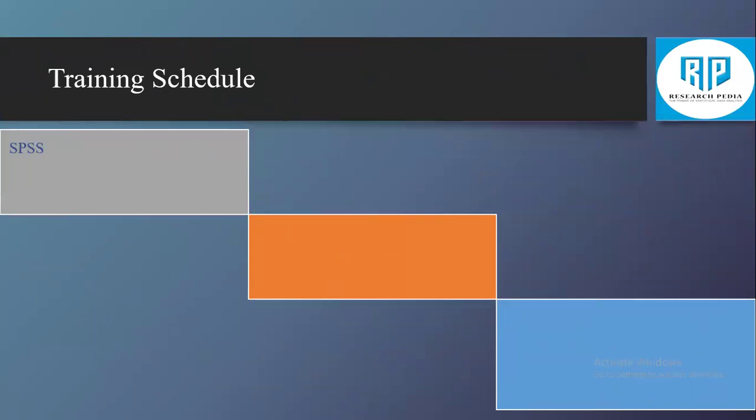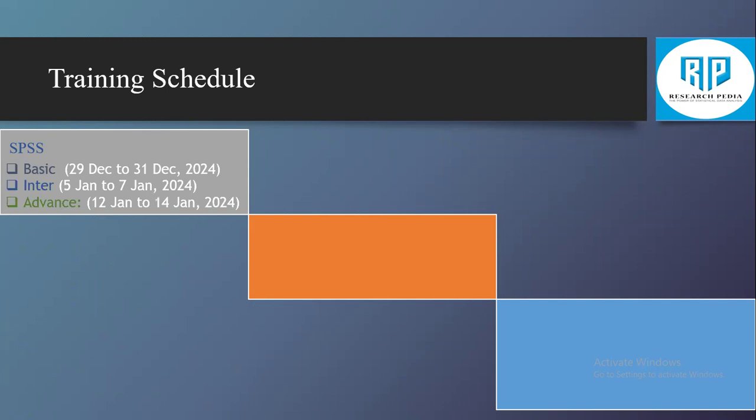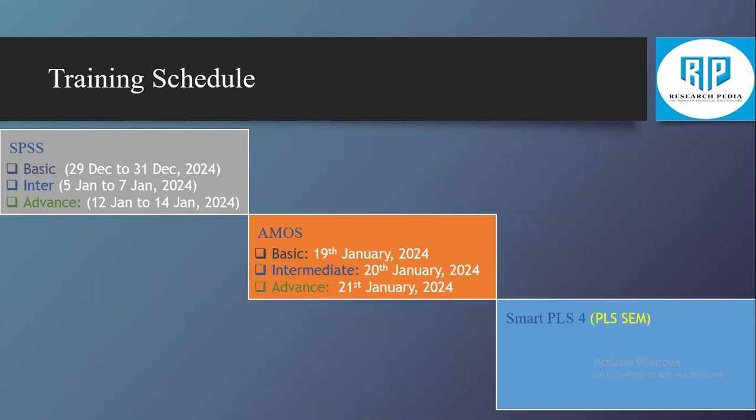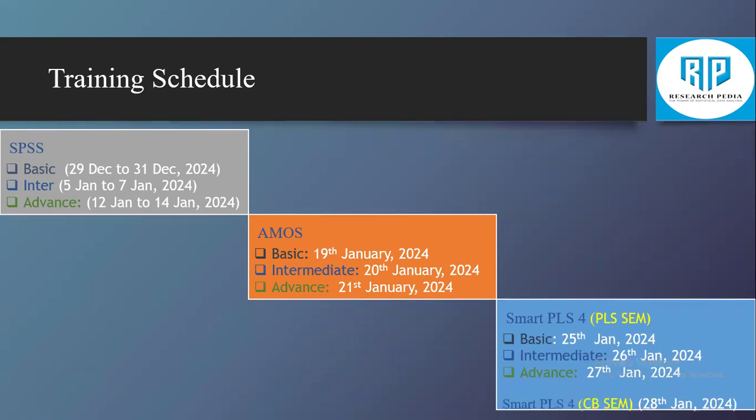I have divided SPSS into three parts: the basic, the intermediate, and the advanced level. In the same way, I have divided the AMOS training into three parts: the basic, the intermediate, and the advanced. And I have divided the SmartPLS training into four parts: the basic, the intermediate, the advanced, and the CB-SEM. The dates have been mentioned in front of you.